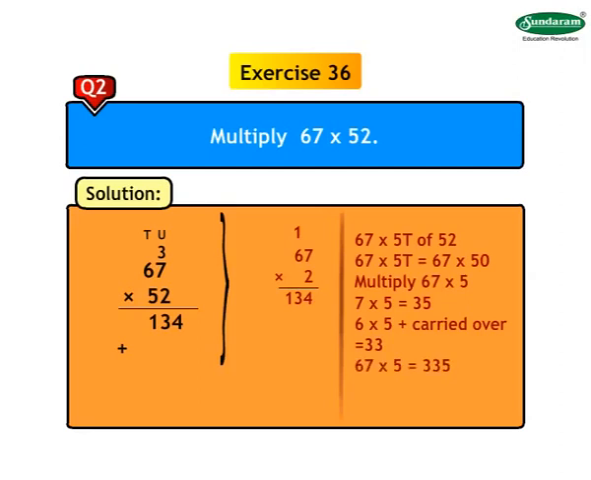Therefore, 67 into 5 is equal to 335. Thus, 67 into 5 tens is equal to 3,350. Write 3,350 below 134 and add. Hence, the answer is 67 into 52 is equal to 3484.